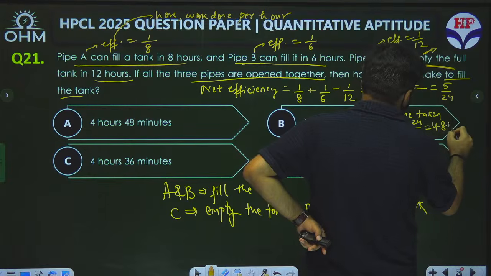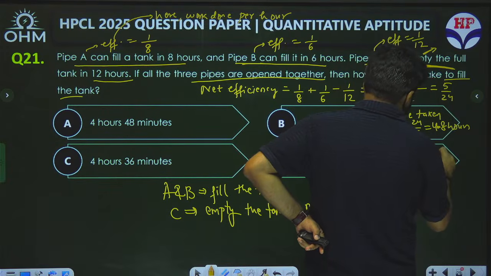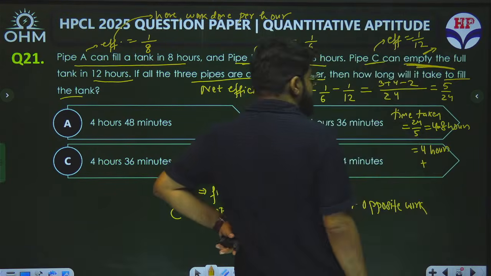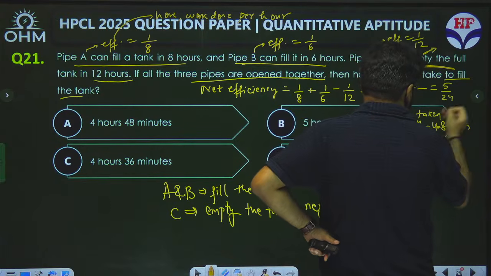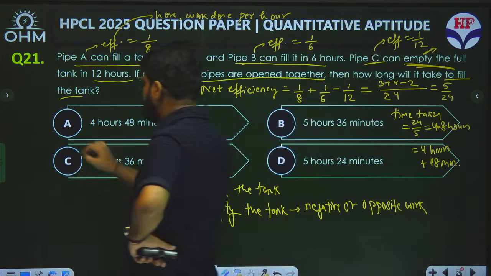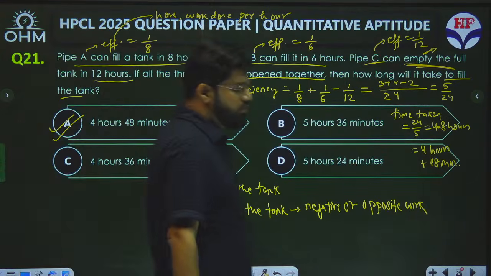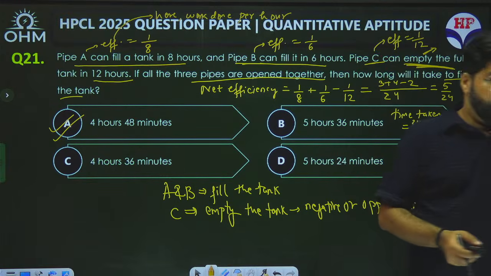4.8 hours. That is 4 hours, and 0.8 of an hour is 48 minutes: 0.8 into 60. So 4 hours plus 48 minutes, which is 4 hours 48 minutes. Option number A. 4 hours and 48 minutes. Option A is going to be right.